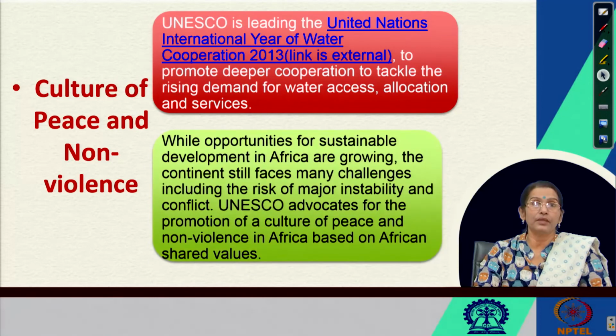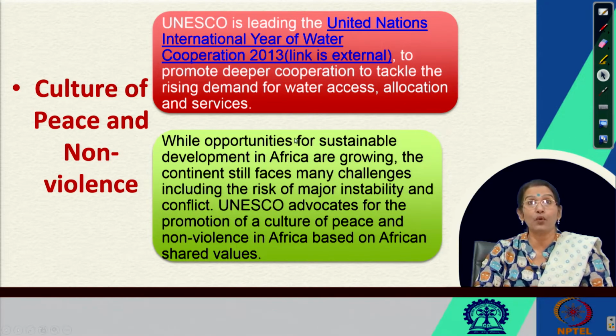UNESCO is also leading the United Nations International Year of Water Cooperation, that is 2013. That is to promote deeper cooperation to tackle the rising demand for water access, allocation and services. As we know, 70% of the world's water is salt water, that is ocean water, and hardly 30% is sweet water. So how to distribute it among ourselves, among the countries?